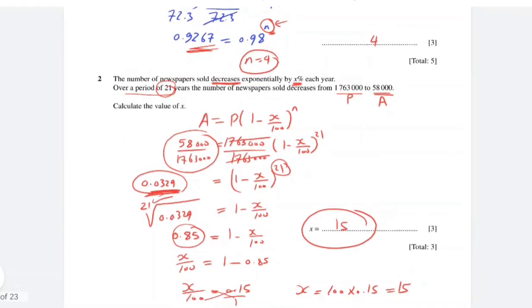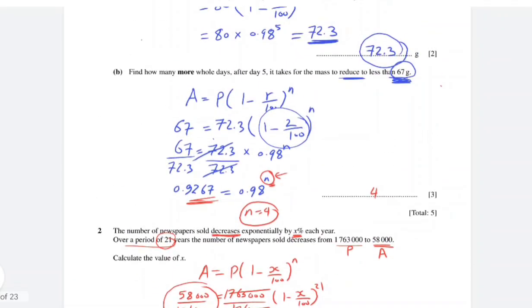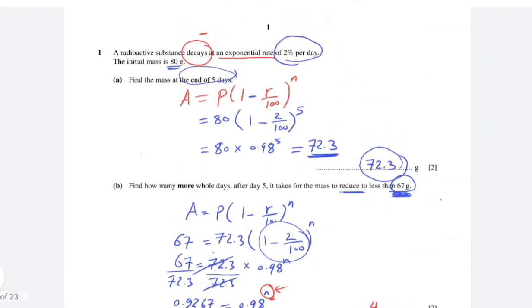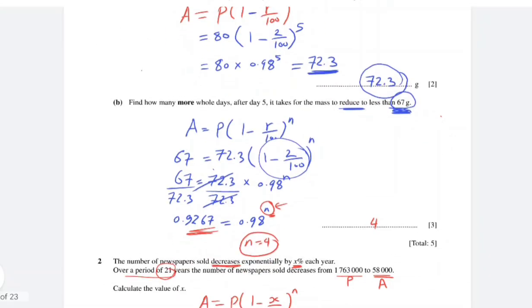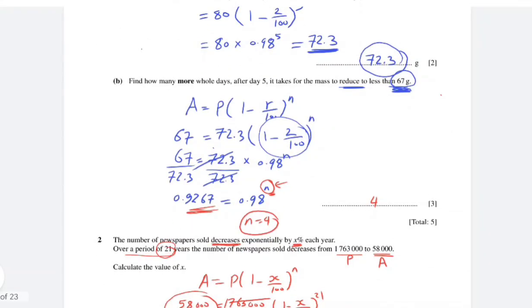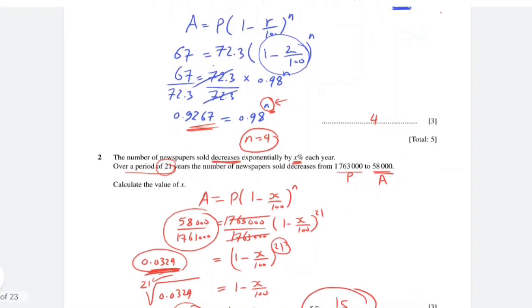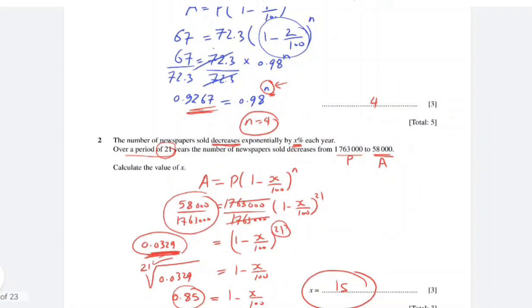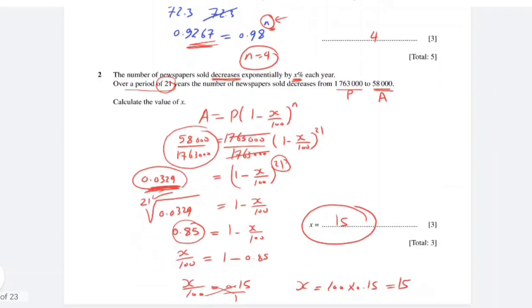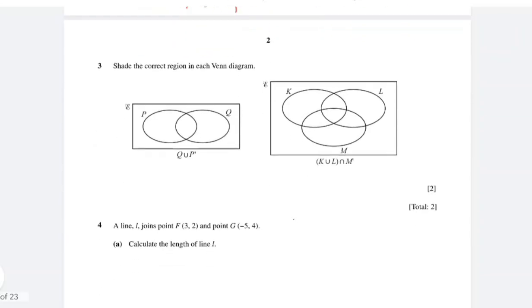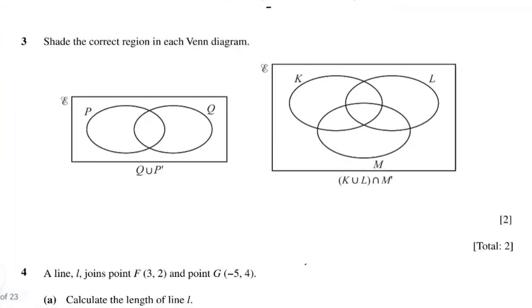Okay, so this type of question is, again, a compound interest formula or exponential growth and decay. Now you have three different questions: one to find A, one to find n, and one to find r. In some questions you may also be asked to find P. Okay, so now let's move to a different type of question.